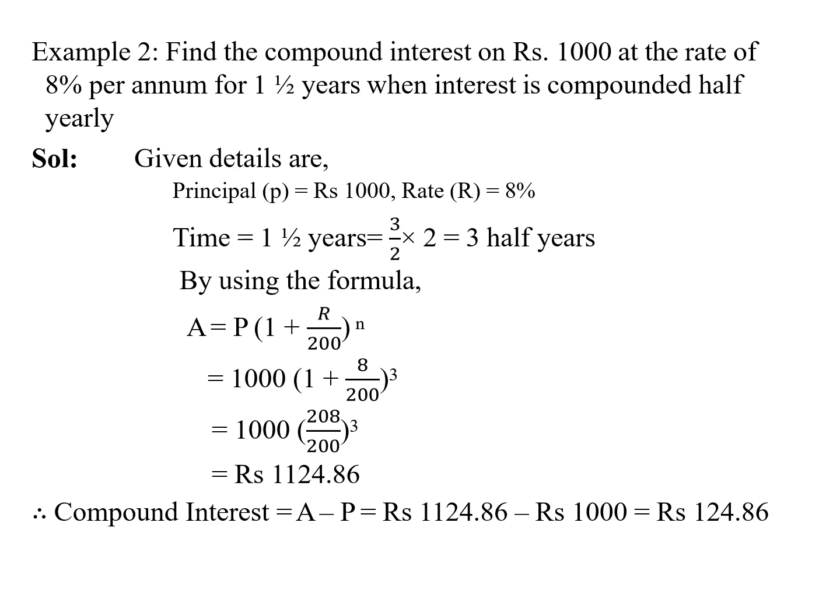So after solving this we got 1124.86 as the amount, but the question asks us to find compound interest. So the compound interest formula is amount minus principal, which is equal to, here the amount is 1124.86 minus, the question itself gives the principal amount, that is 1,000. After subtracting these two values, we got 124.86 as the compound interest.